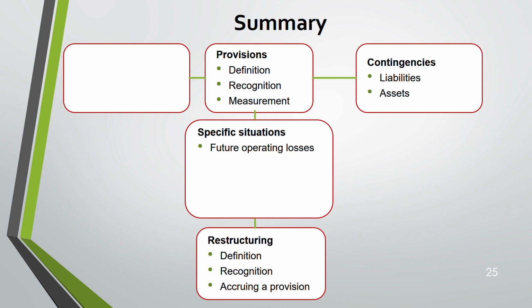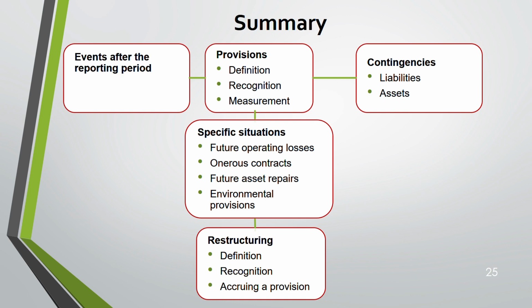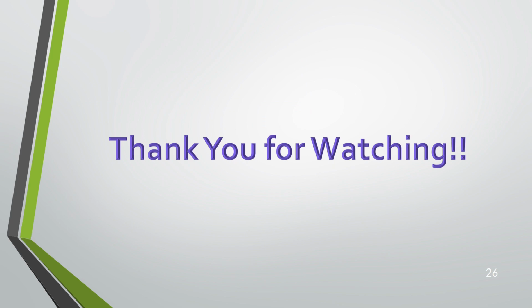We do not recognize a provision. Onerous contracts, yes, we recognize a provision. Future asset repairs, no, we do not. Environmental provision, yes, we recognize a provision. Then events after the reporting period, adjusting and non-adjusting. You need to remember. So in short, this is just a snapshot of what we have discussed in this lecture. Now it's your time to go and do the questions from the revision kit from your past paper on IAS 37.